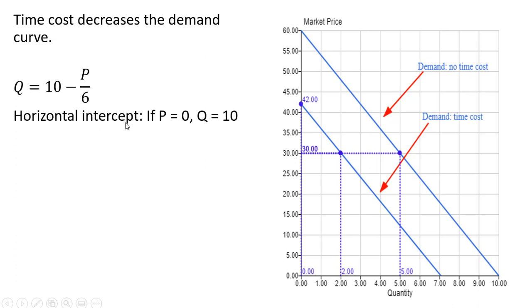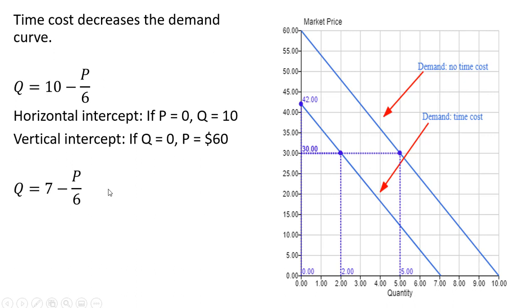So the horizontal intercept occurs when P is 0. So if P is 0, Q equals 10. So that's the point down here on this demand curve. And to get the vertical intercept, we're going to set Q equal to 0 and solve this equation. So if Q equals 0, we're going to just get 10 times 6, or the price equals $60. That is going to be the vertical intercept.